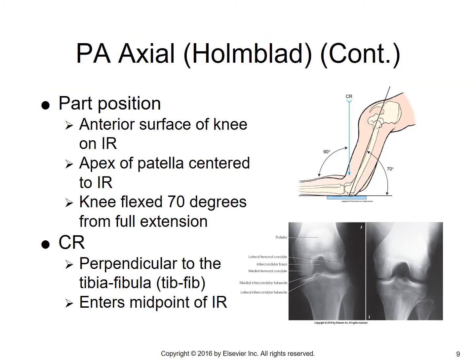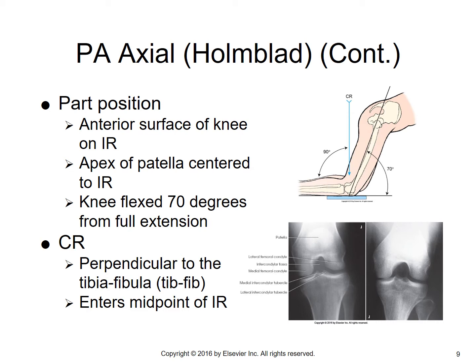Whichever of those you choose to do, you're going to take a look at this diagram here. Take a look at the femur to the IR, that angle. Then take a look at your central ray. It's coming down perpendicular. So for part position, anterior surface of the knee will be on the IR. The apex of the patella is centered to the IR.